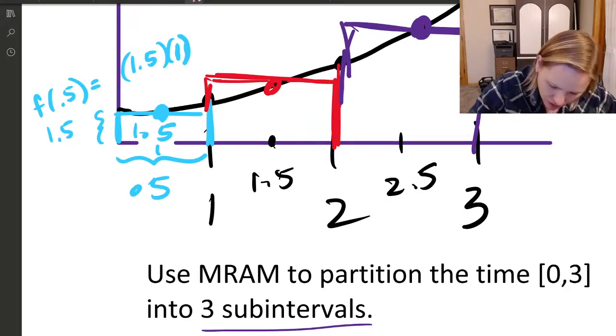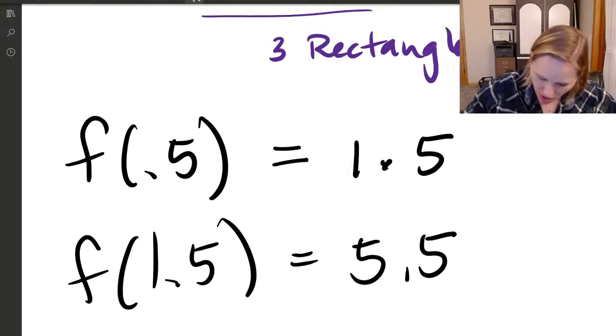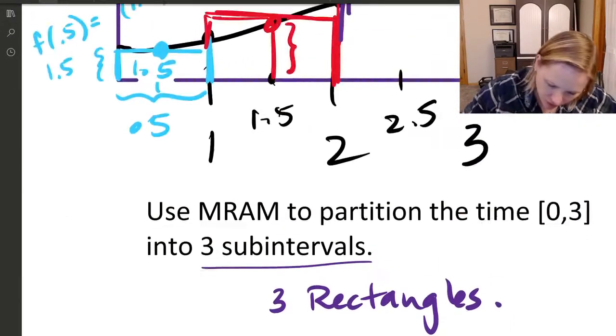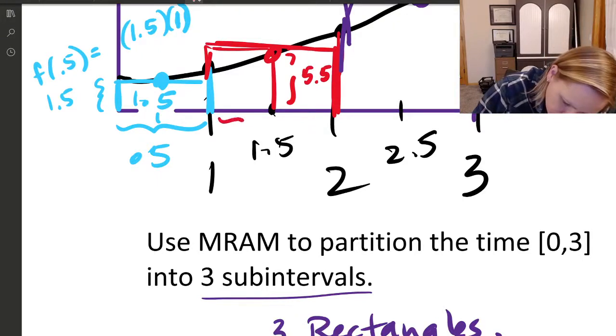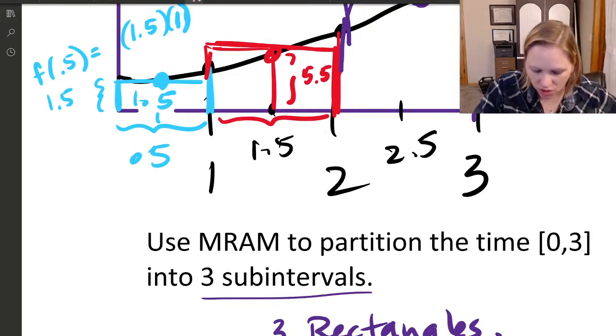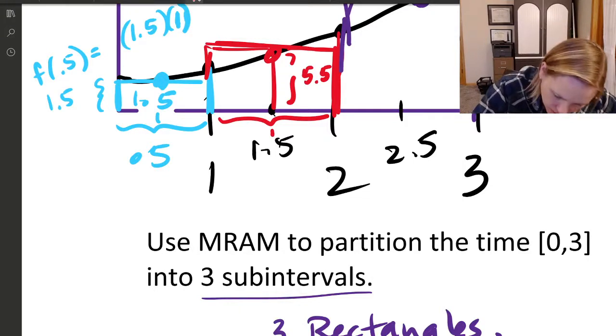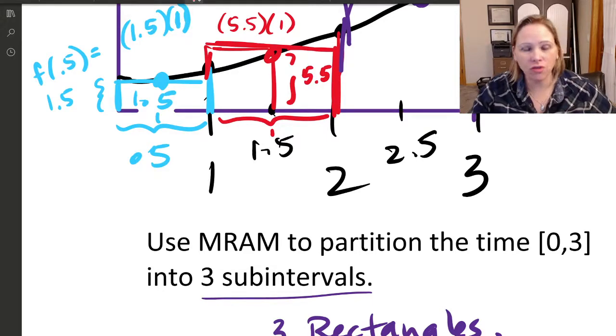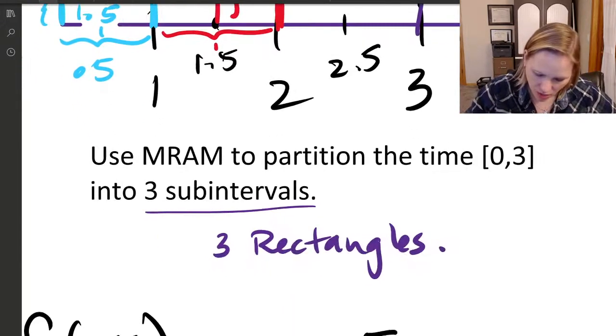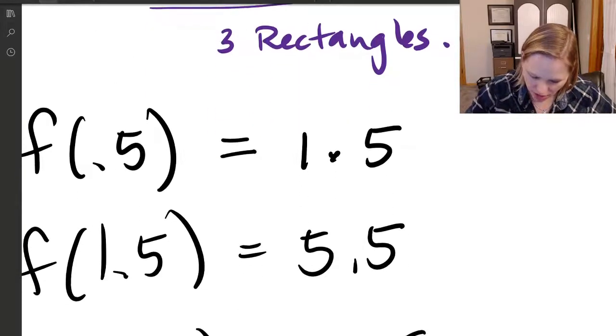Now to find the red area, we're going to be using the height here, which we found the y value, f of 1.5 is 5.5. Now the base is still 1, right? Because the base is the distance between the 1 and the 2. So here, my area of my rectangle is 5.5 times 1, or 5.5. So right now we have 2 areas, 2 rectangles. Now we're ready to find the third one, and then we just add them together.